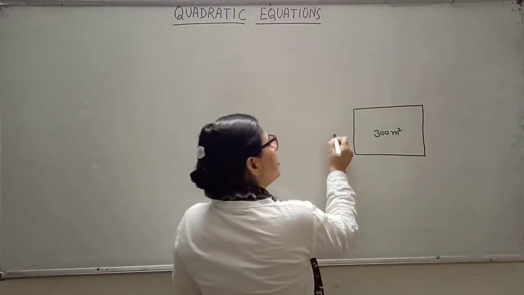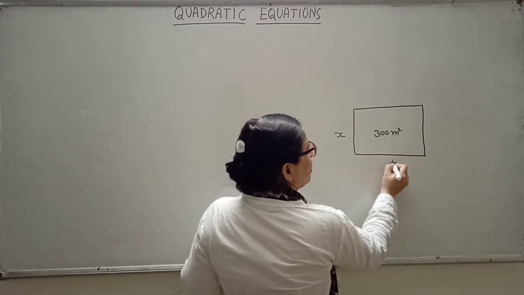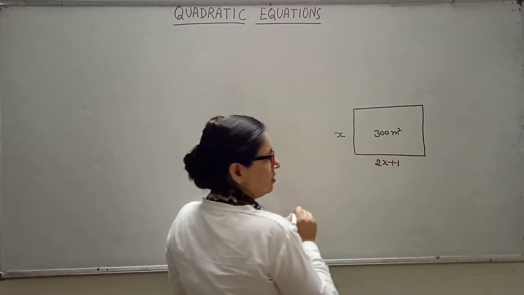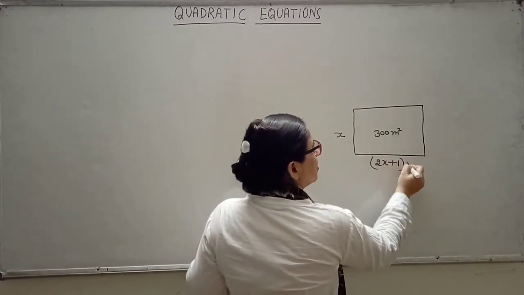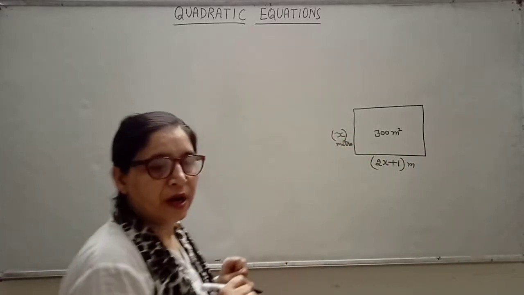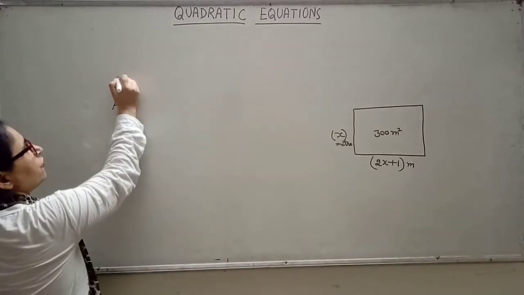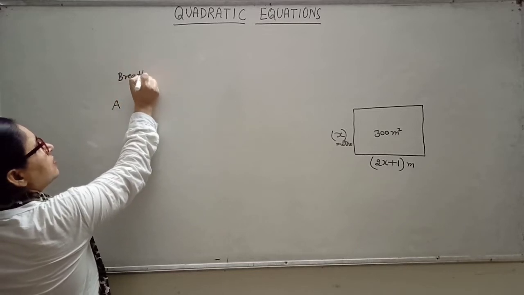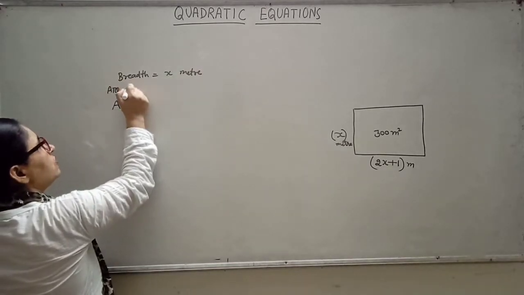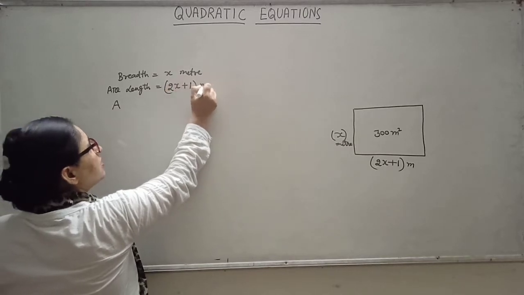So let us consider its breadth is x, then its length will be 1 meter more than 2 times its breadth. So 2x plus 1 meter, and this is x meter. Now if we show it algebraically, if we suppose the breadth is x meter, then according to the question, what is the length? That is 2x plus 1 meter.